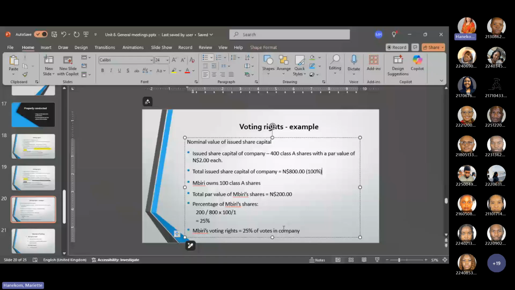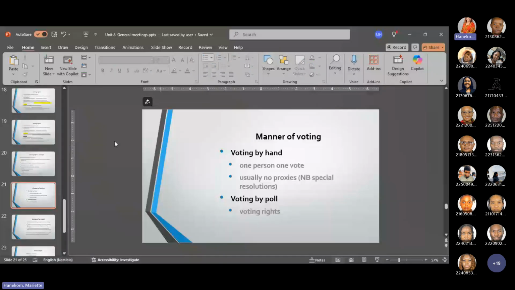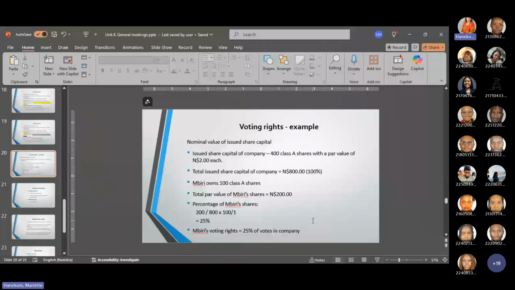And then you look at the individual shareholders. Let's say the facts in the case study tell you that Biri owns 100 Class A shares. What is the total value of Biri's shares? 100 times $2 gives you $200.